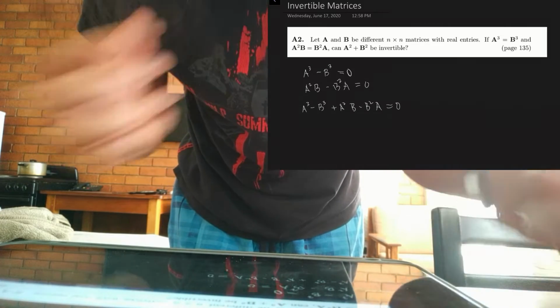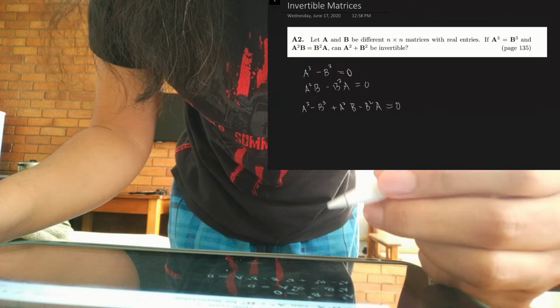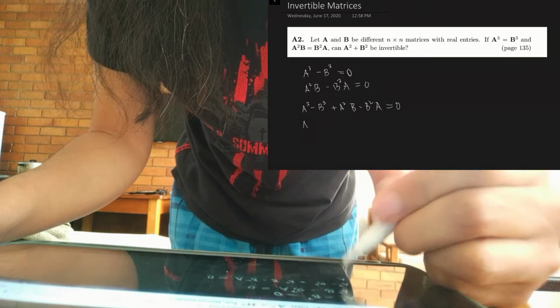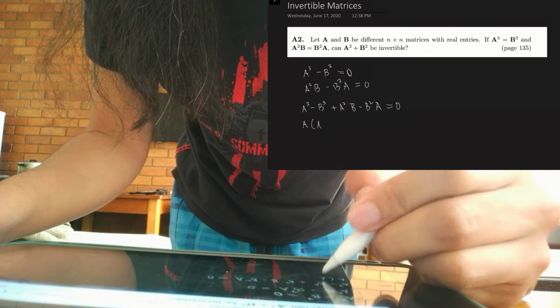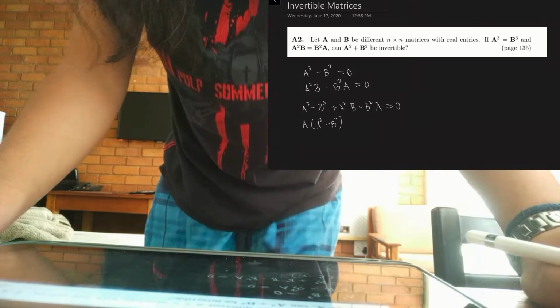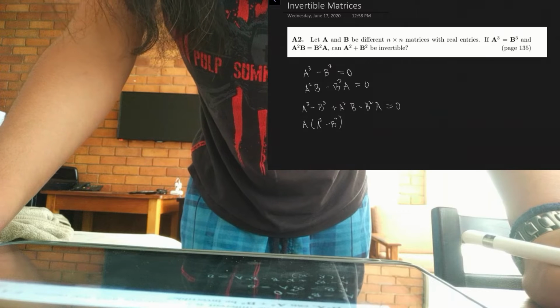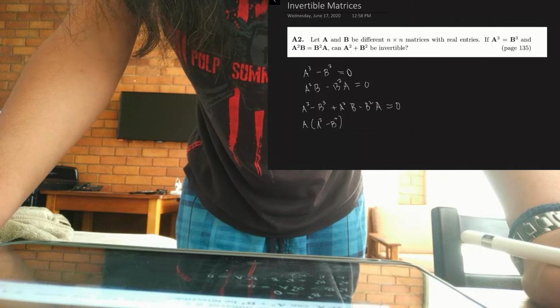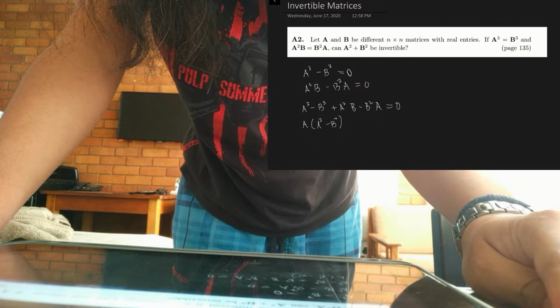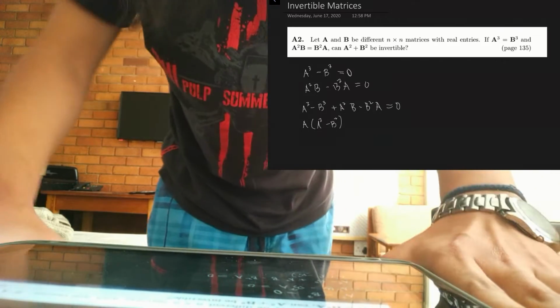Okay, so if you factor this out, this gives you something like A squared minus B squared. Let me see. Because we want to factor out A squared plus B squared, but then we're getting A squared minus B squared. Where were we?